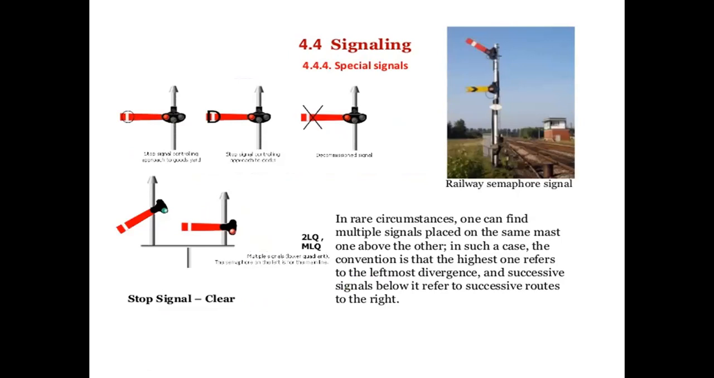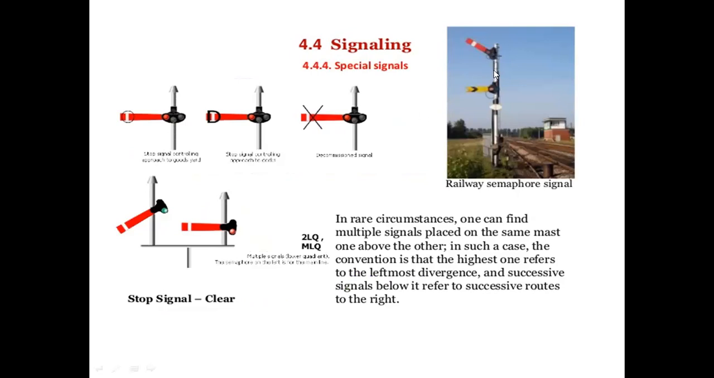In rare circumstances, one can find multiple signals placed on the same mast, one above the other. In such a case, the convention is that the highest one refers to the leftmost divergence and the successive signals below it refer to the successive routes.